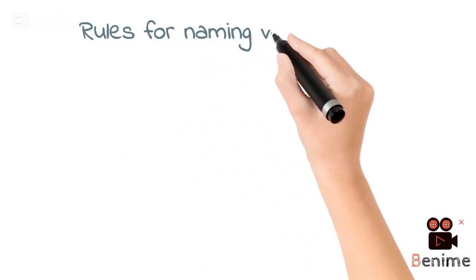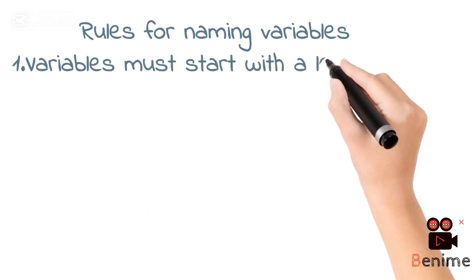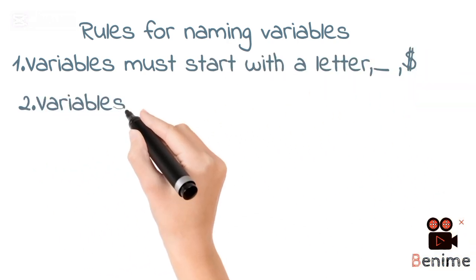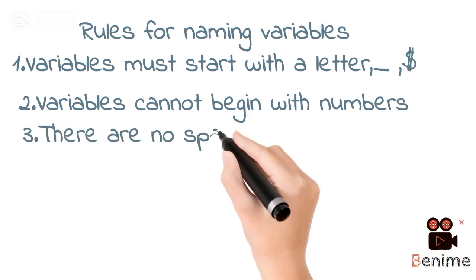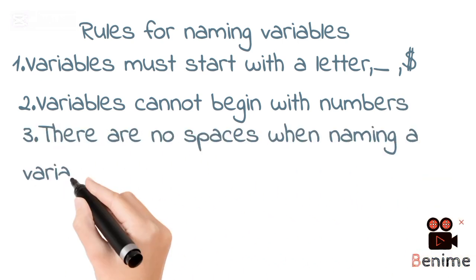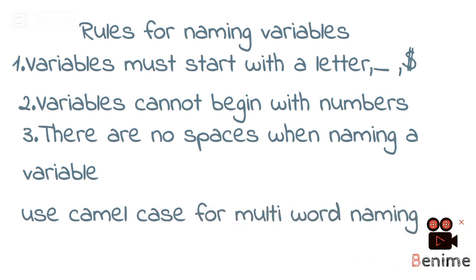Rules for naming variables. Number 1, variables must start with a letter, underscore, or dollar sign. 2, variables cannot begin with numbers. 3, there are no spaces when naming a variable. 4, use camel case for multi-word naming.